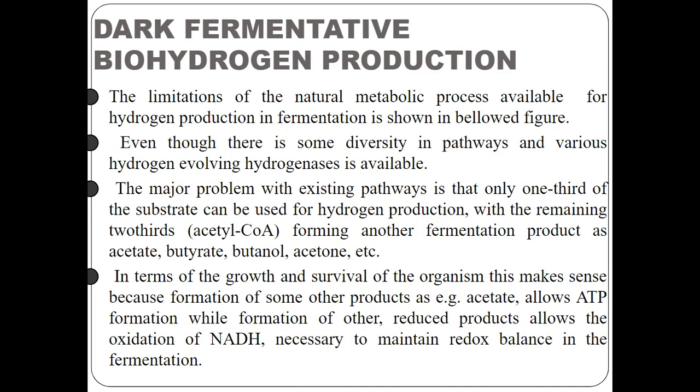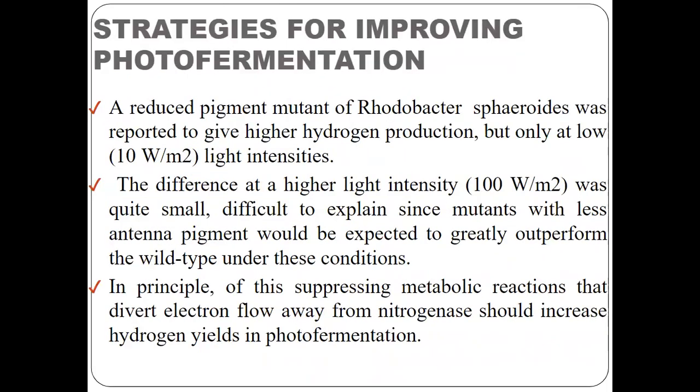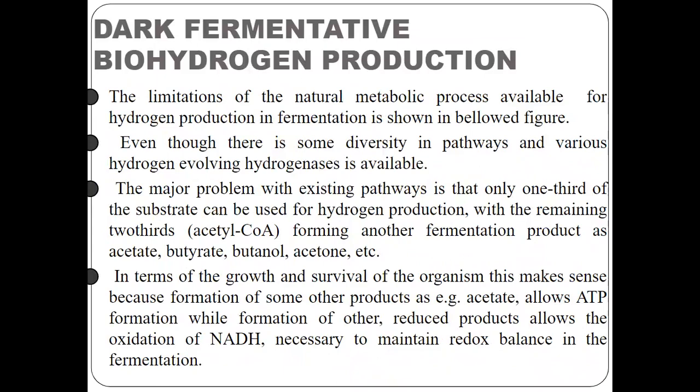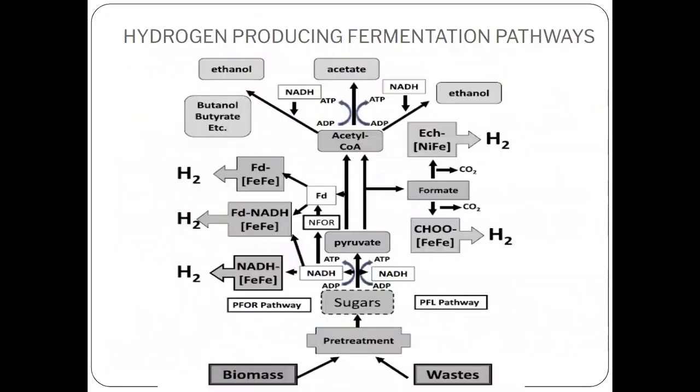So hydrogen here in this dark fermentation seems to be a byproduct of the entire system. So it is not advisable if we rely on hydrogen as a fuel. So preferably we should go for light fermentation, but again the disadvantage is low volumetric production. So in terms of growth and survival of microorganism, this is making sense. Along with hydrogen, you will get some other products, and it also favors the growth and survival, and it maintains the redox balance in the fermentation.